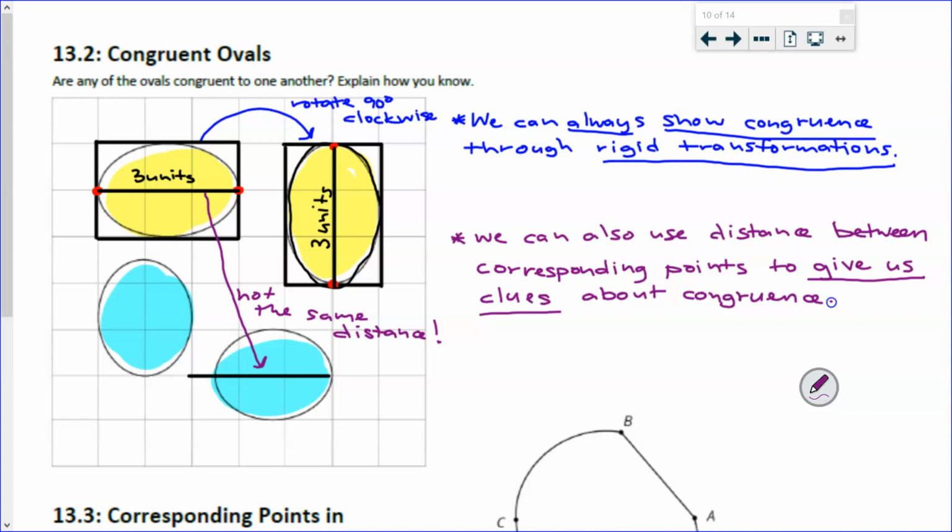So what is the best way to show congruence all the time? Through rigid transformations. If we don't always want to go with the rigid transformations route, we can get clues. It's not going to prove congruence, but it will give us clues about congruence. With that in mind, we're ready for the next exercise.